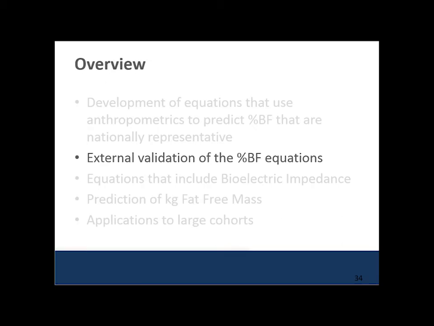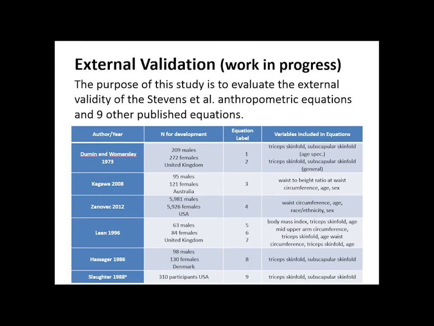We also looked at external validation of these equations. Not very many of the equations that are out there have been validated in a totally independent external population, which is, of course, what you really want, because that's what you're actually doing when you use our equations in your work. So what we did was we took several of the equations that have been out there for many years. I know all of you have heard of the Durnin-Womersley equation and the Slaughter equation. We took a look at them, looked at their external validity, and then also looked at the external validity of the new equations that we had created.